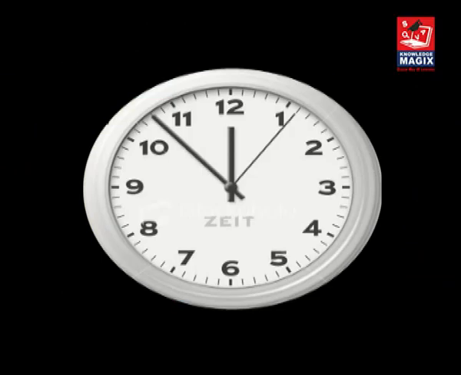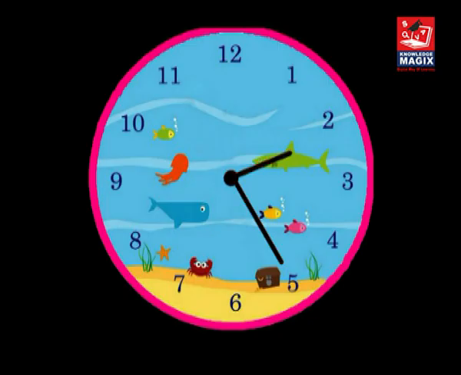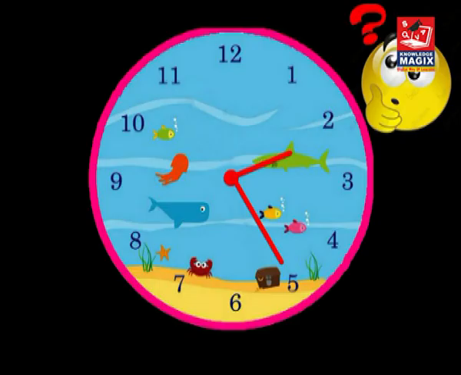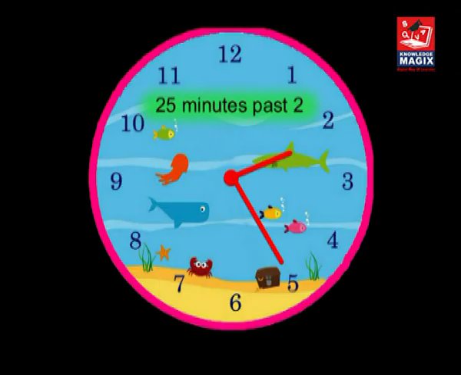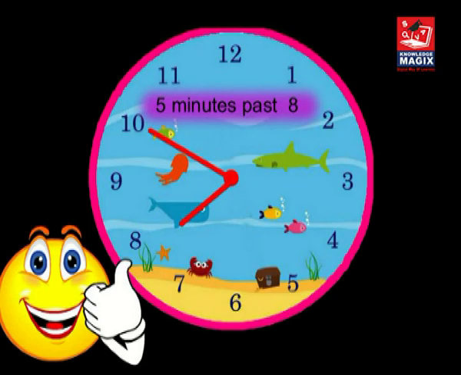Hi children, you all know how to measure the time. So, look at the clock and tell me what is the time shown here. What is the time? 25 minutes past 2. Good. And what is this time? 50 minutes past 7. What about this clock? 5 minutes past 8. Very good.